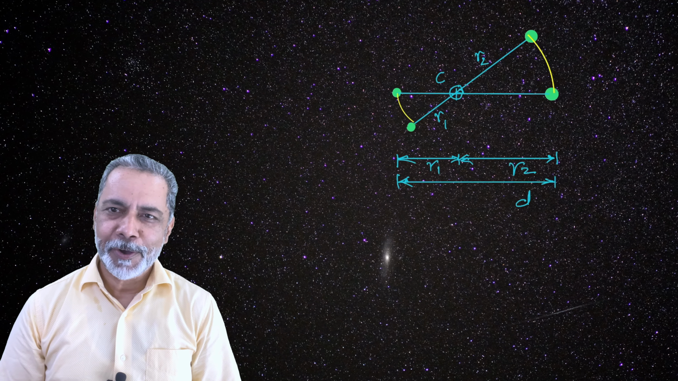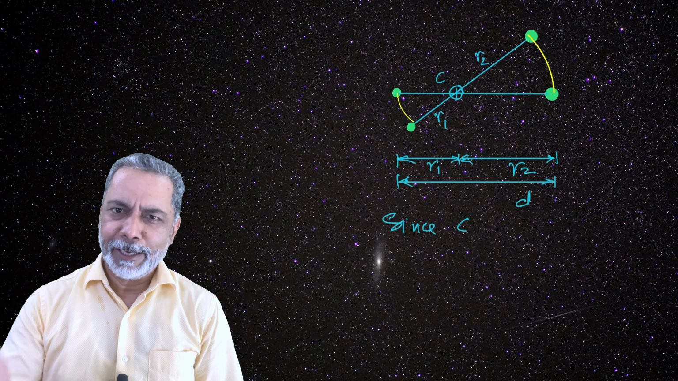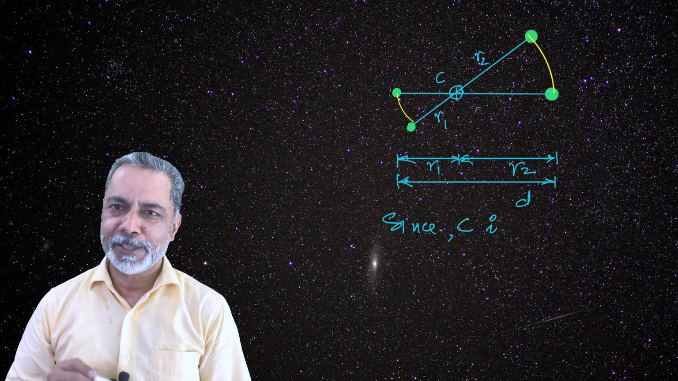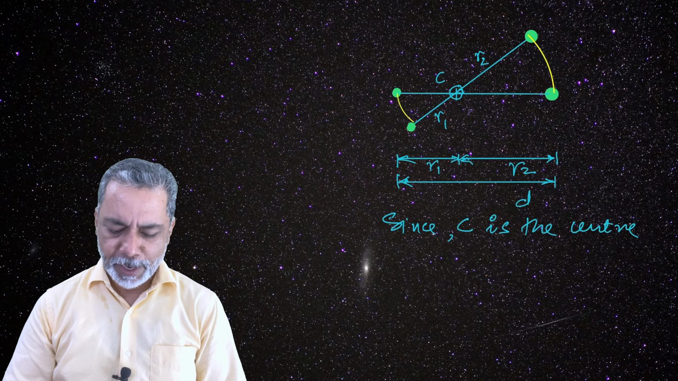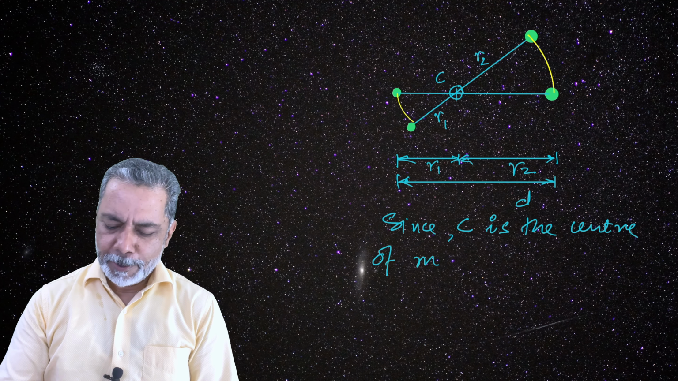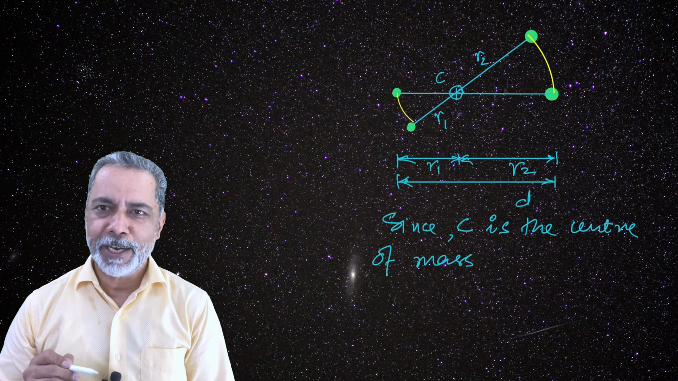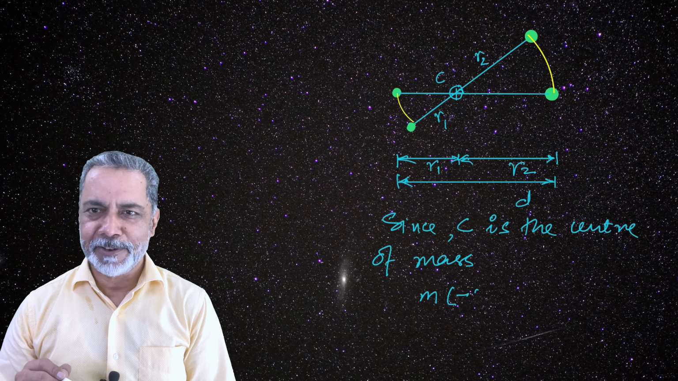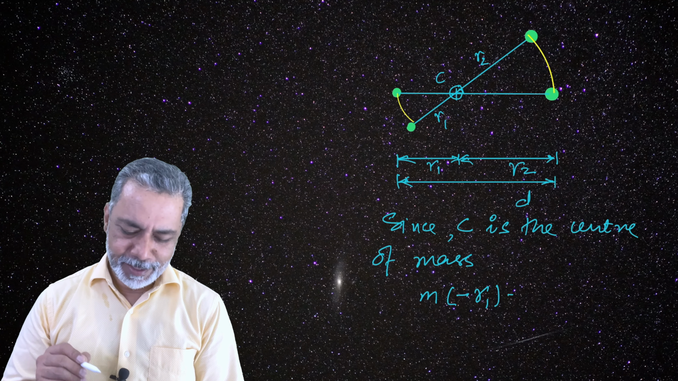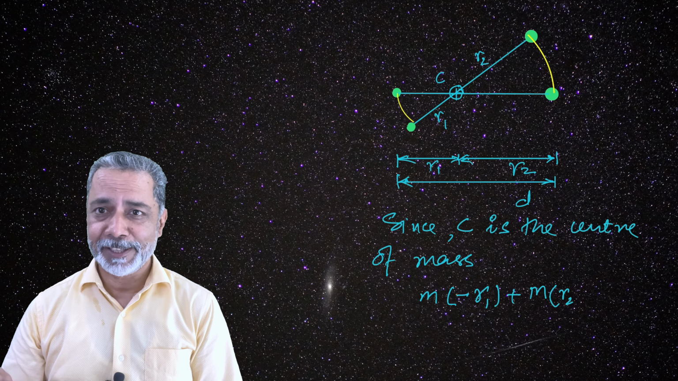Now, let's work out the location of this common center of mass. The total distance being d, let's assume that small m is at a distance r1 and capital M is at a distance r2. We'll assume that the center of mass is the origin of the coordinates, and therefore the x coordinate of the center of mass will be 0.